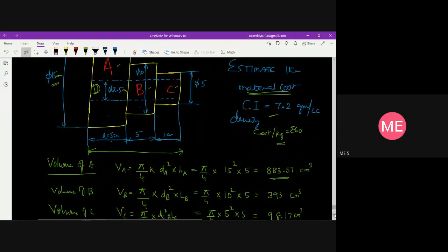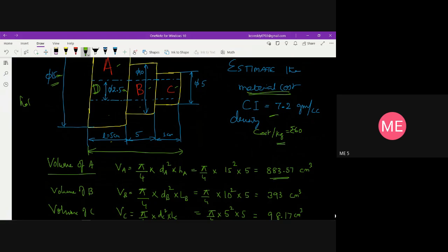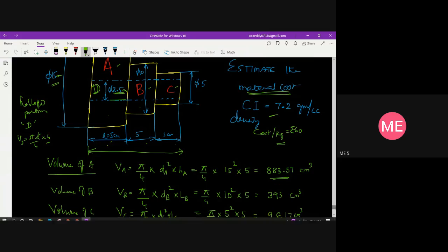Once you find all these three components A, B, C, I have taken the hollow portion as D. D is the hollow portion, which also forms a cylinder, because it is a circular component. So volume of the component D, that is VD, is also a cylindrical structure: pi d square by 4 into h. Here the diameter of this hollow portion is 2.5 centimeter, and h is the through length of this cylinder, that is 5 plus 5 plus 5, so totally 15. So volume of D I have found out.